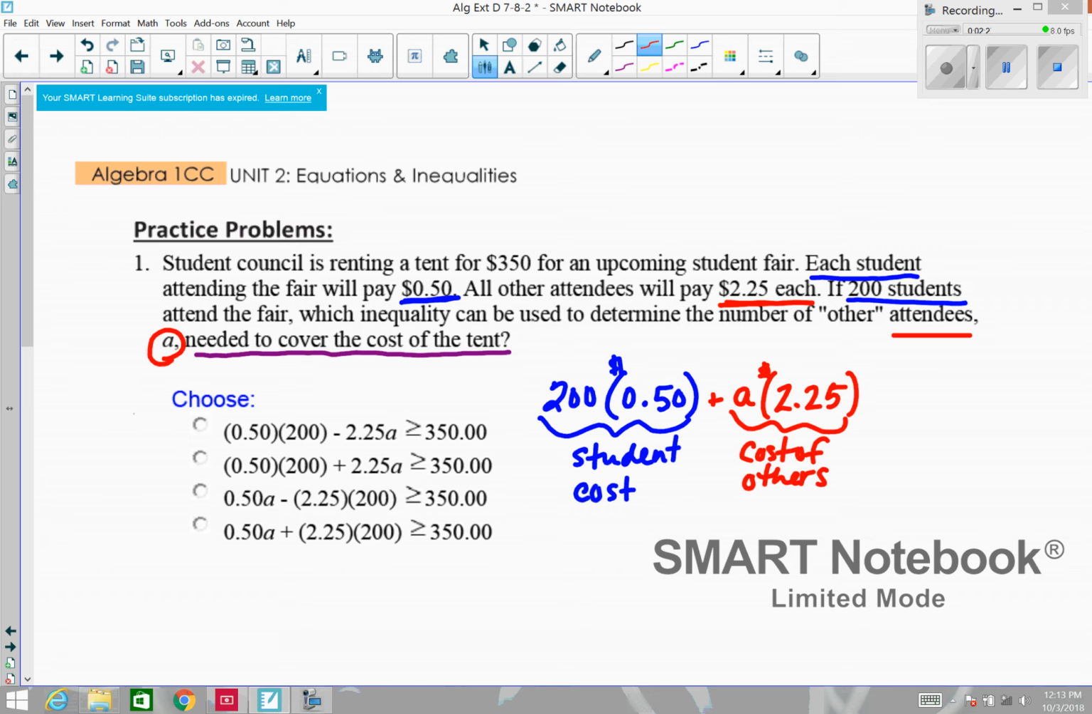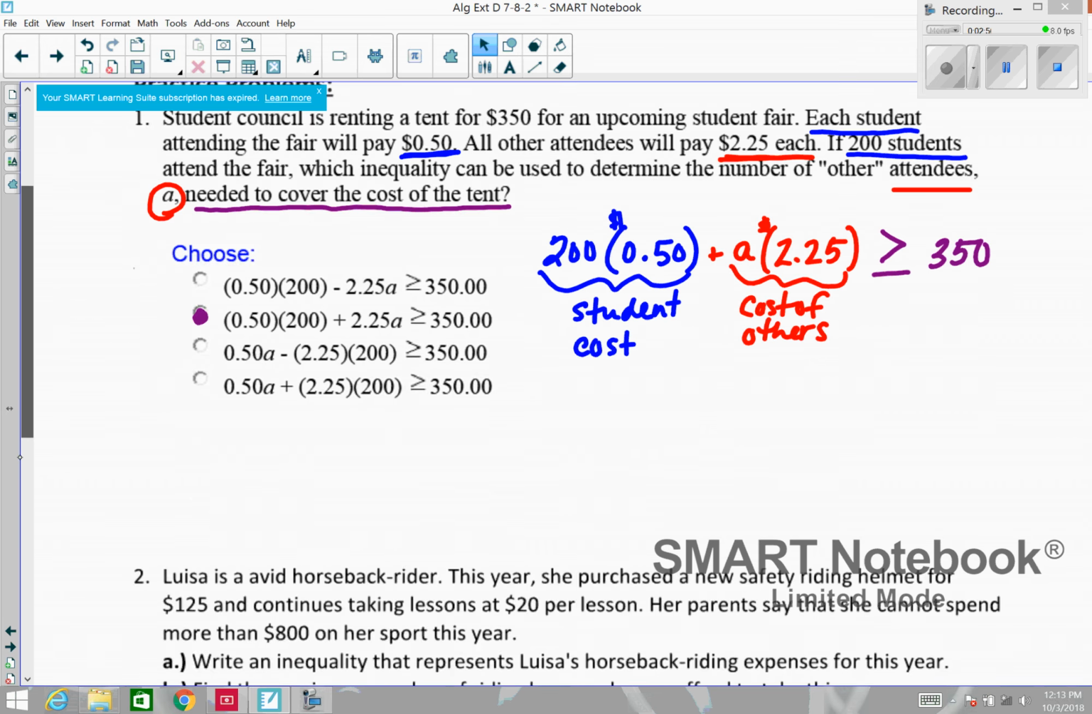And that's the money that student council will take in, and we need that money to cover the cost of the tent. So it needs to be greater than or equal to that $350. So the solution that we want to choose is the second one here: 50 cents times 200 plus 2.25 times A has to be greater than or equal to the $350. All right, let's move on to number 2.